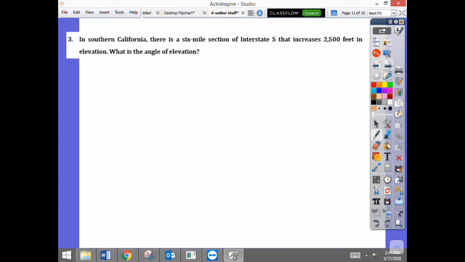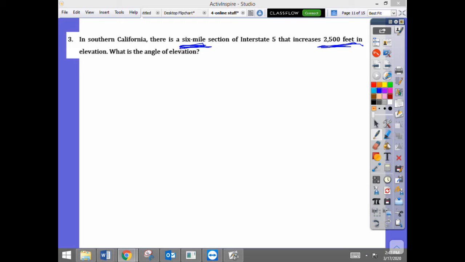2,500 feet in elevation. What is the angle of elevation? This one's a little tricky because this is in miles and this is in feet. So we have to know how many feet are in a mile or how many miles are in a foot. Well, it's better to know how many feet are in a mile. I'm looking that up real quick right now.